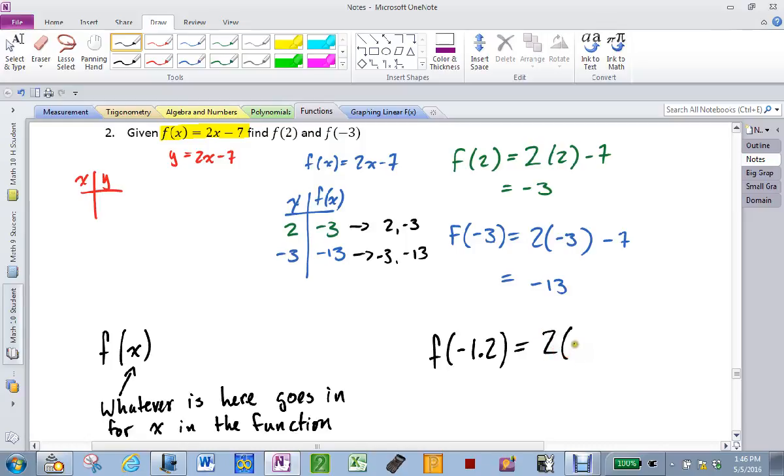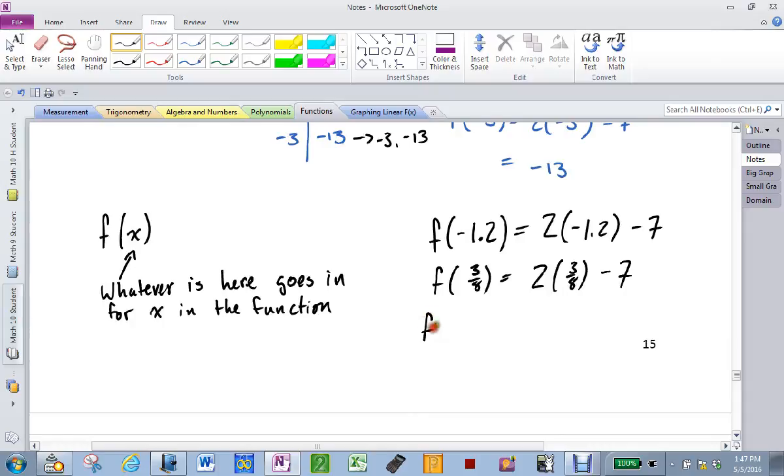2 times negative 1.2 minus 7. Got it? What if I want the f of 3/8? 2 times 3/8 minus 7. Everybody got it? What if it looks really weird? I want the f of 7p. What do you write? 2 times 7p minus 7.